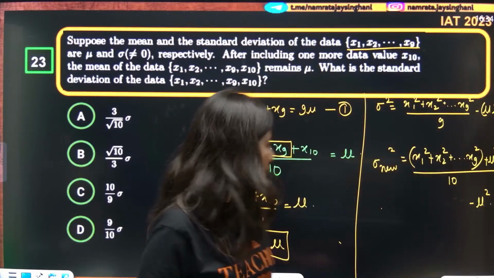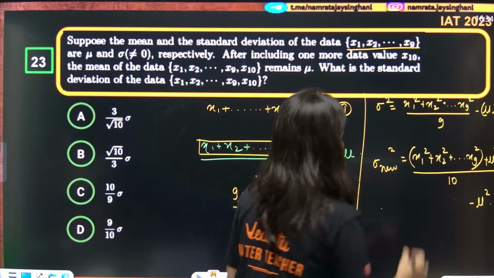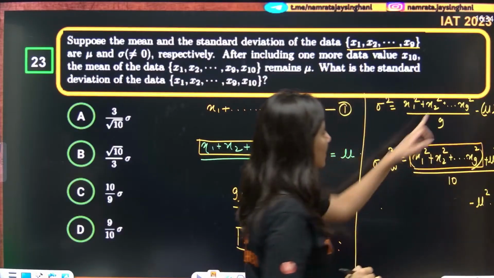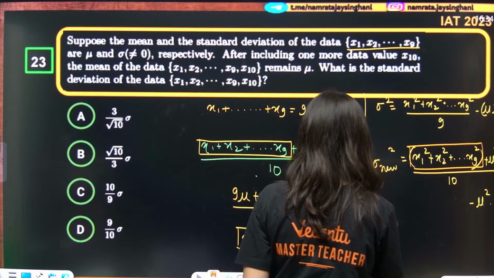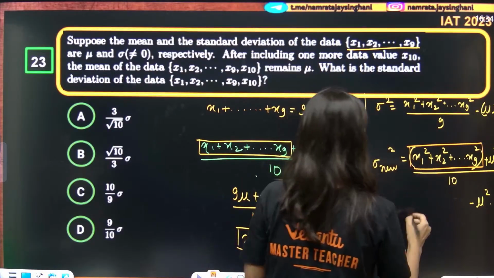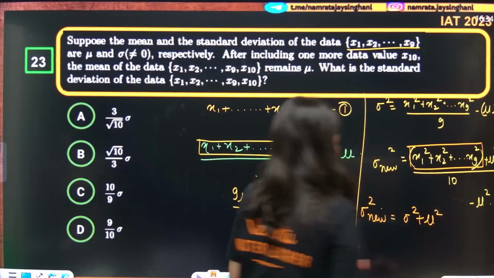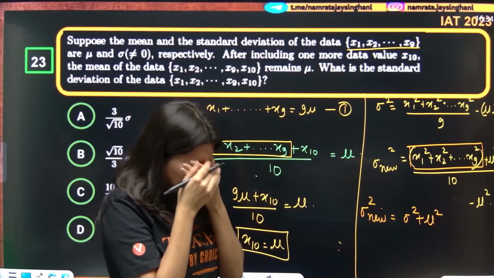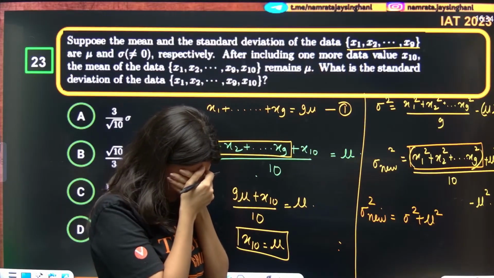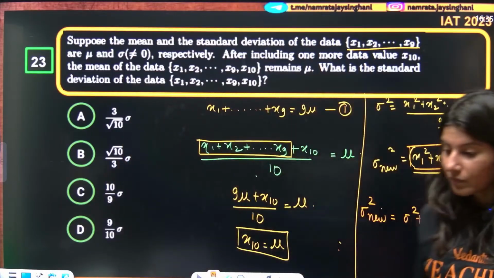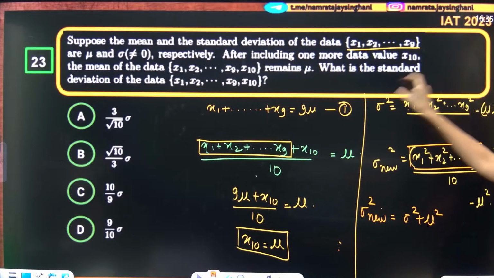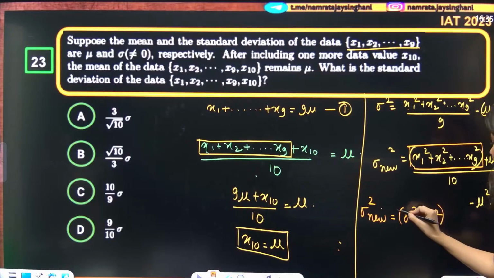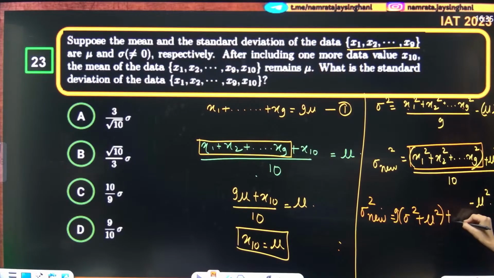Yes. So let's just put this value over here, no? This x1 square plus x2 square and all the way up to x9 square, let's get this value from here. So sigma new square is equal to sigma square plus mu square, into 9, plus you have one more mu square upon 10 minus mu square.